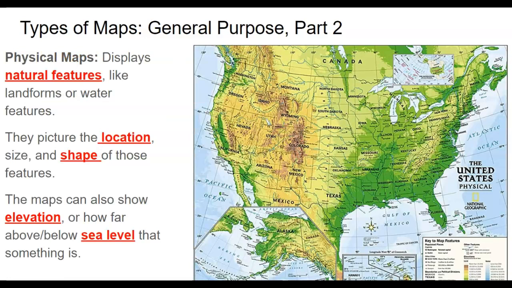Next couple of maps here is a physical map. This displays natural features like landforms or water features. They show those locations, their sizes, and shape. The maps can also show elevation, or how far above sea level something is. So for instance, in this map, the ones that are more yellow or brown are higher above sea level than the ones that are green.